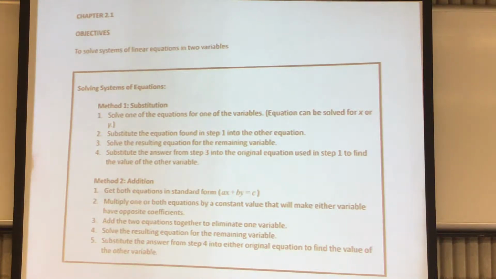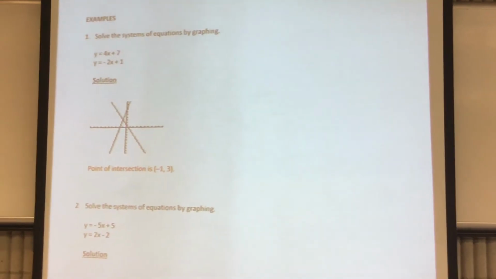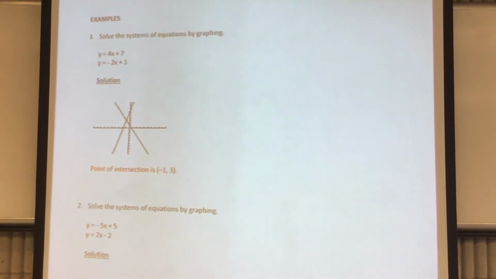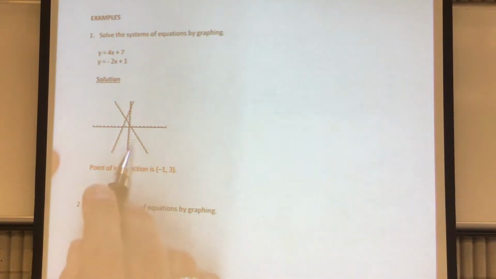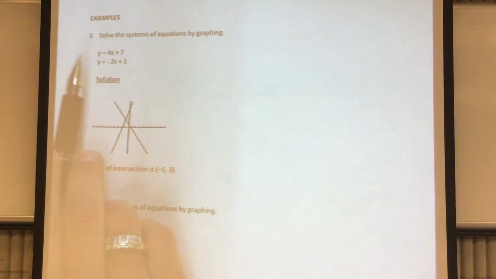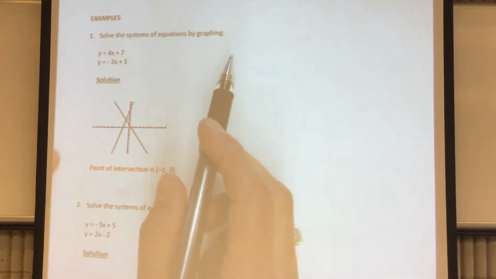Chapter 2, Section 1. After you read the objectives, you can go ahead and do problem number 1. Here you're solving the system of equations by graphing. The graph is given, so let's look at the first equation, y equals 4x plus 7.